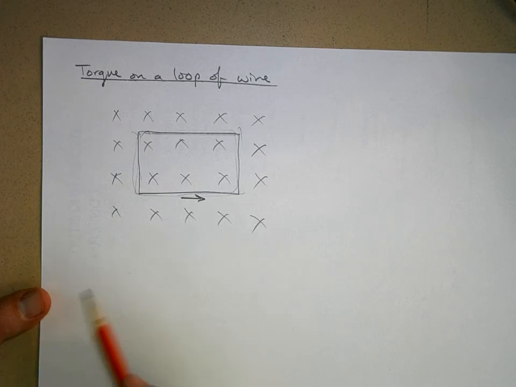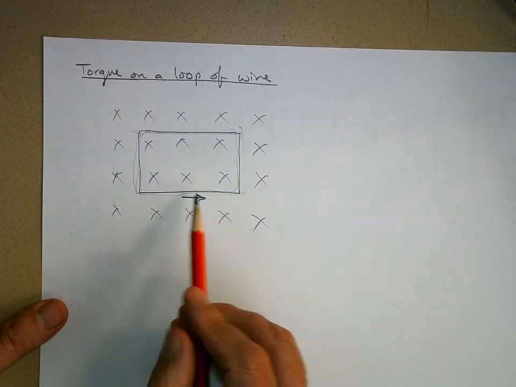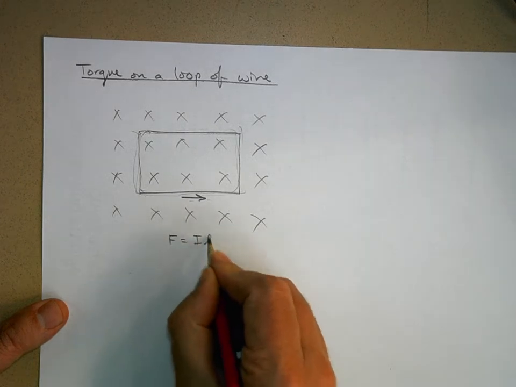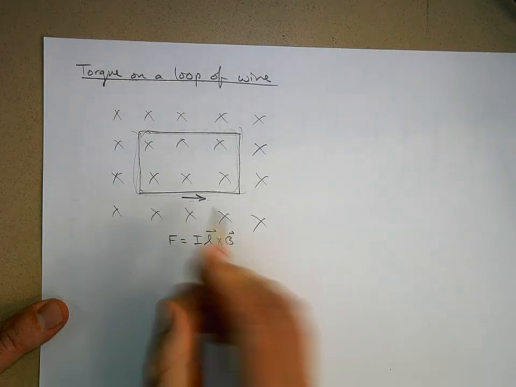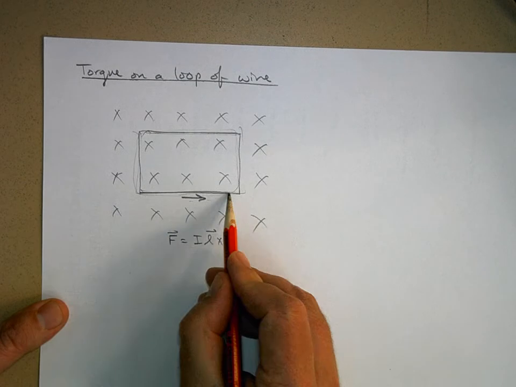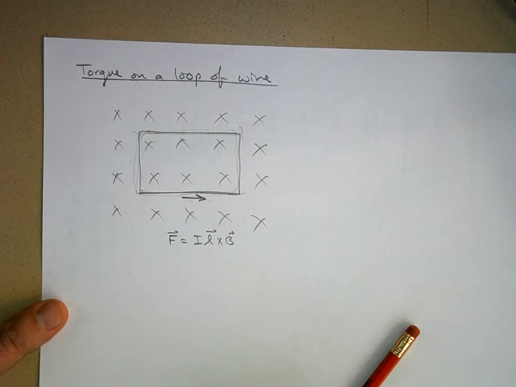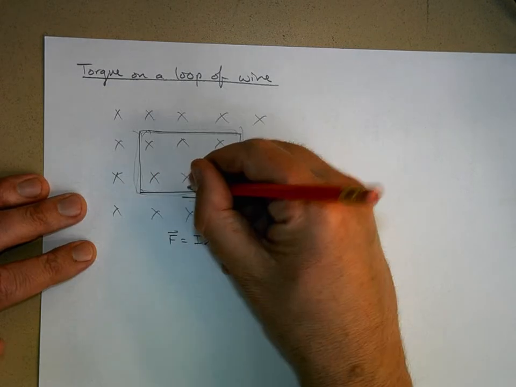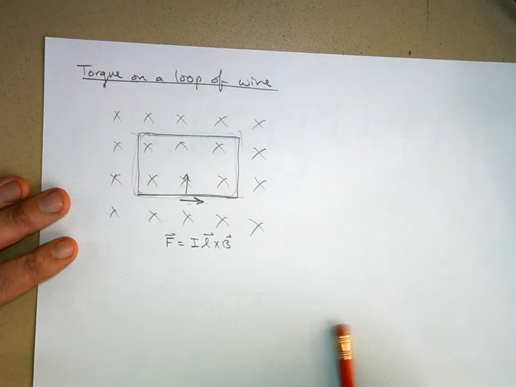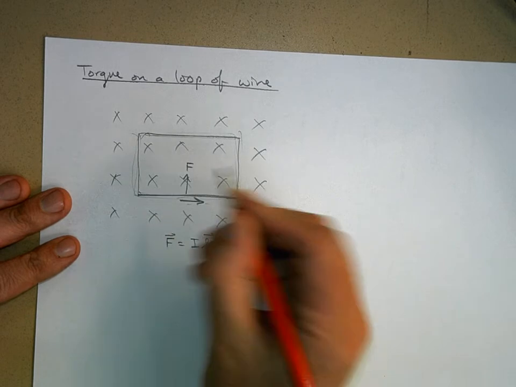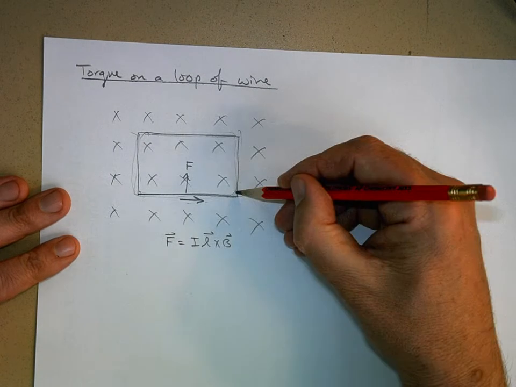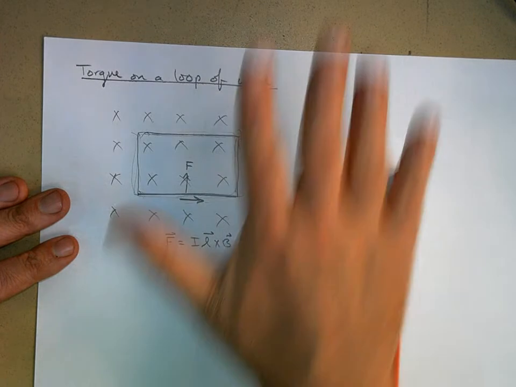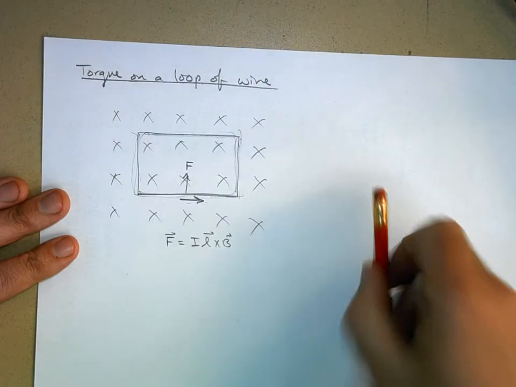And well, you have I, and we have F equals I L cross B, and we can do this for each section of this loop. So I'll use the right-hand rule. I cross B. So the force on the wire is up like this. So there's my force. And then I go I cross B. So I cross over to B. So my thumb is that way.